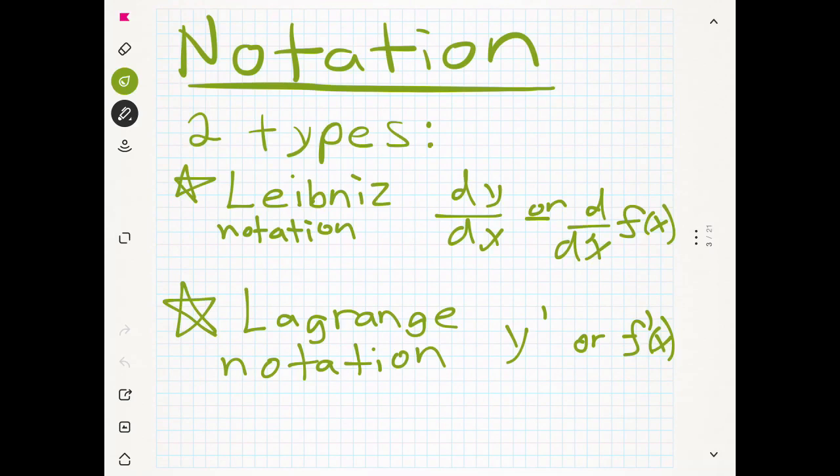It's the same meaning. For the Lagrange notation, we have y and something that looks kind of like an apostrophe, but I'll talk about that later. It's not an apostrophe, but it's similar to it. So we have y and then something similar to an apostrophe, or you can write it as f and again something similar to an apostrophe, x.